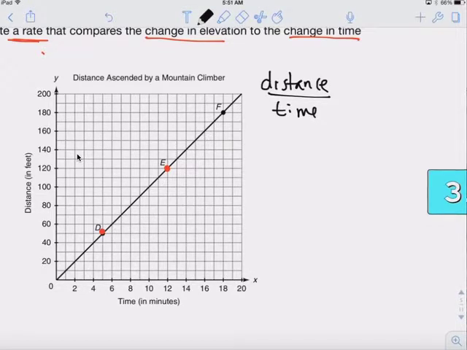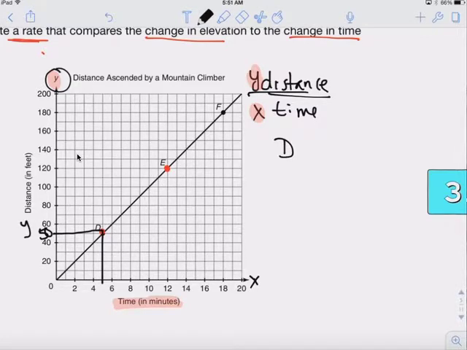So let's look at point D. Distance over time. So the distance is 50. Distance is on the y coordinate. So distance is y, time is your x, so y over x. This is very important for later, that you understand distance is in the y coordinate. Time is always the independent variable, on x. It's the change in y over the change in x.